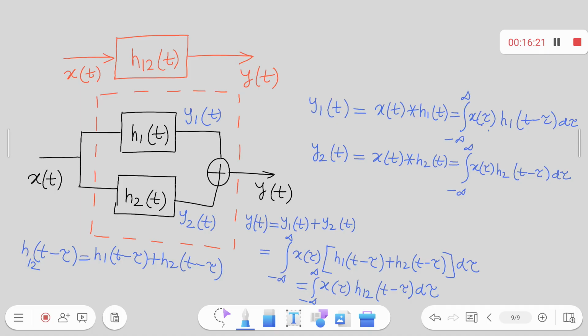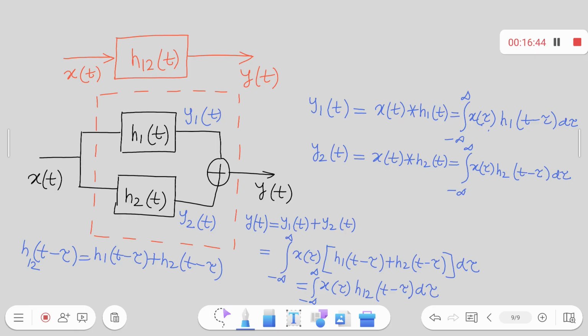So here what you have seen is that the same input is being fed to the two systems. The system characterized by H1 of t is receiving x of t. The system characterized by H2 of t is also receiving x of t. And the final output of the system is basically the summation of the individual outputs.